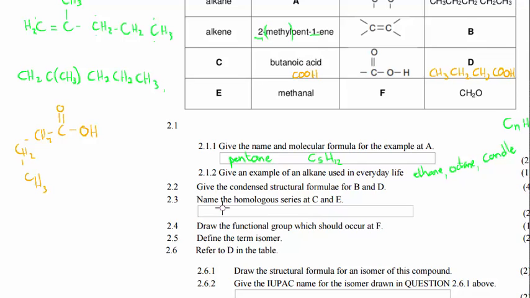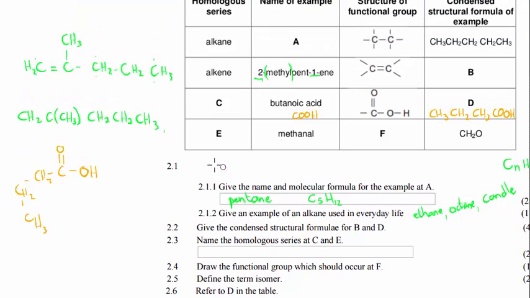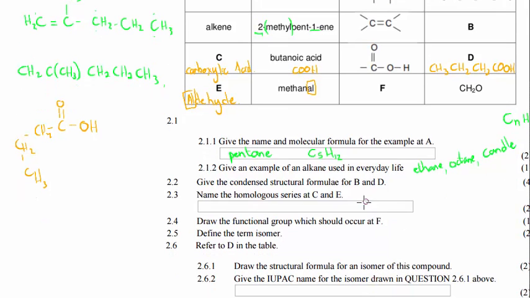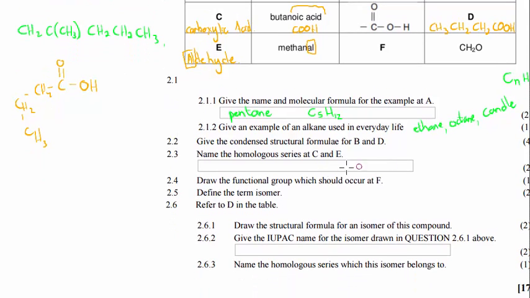Then name the homologous series at C and E. So, butanoic acid forms part of the carboxylic acids, and methanal is an aldehyde. Okay, so how I would remember is it ends on al, and it's aldehyde. Okay, so it's not difficult. And obviously any oic acid is the carboxylic acid. Okay, so that's just not difficult.